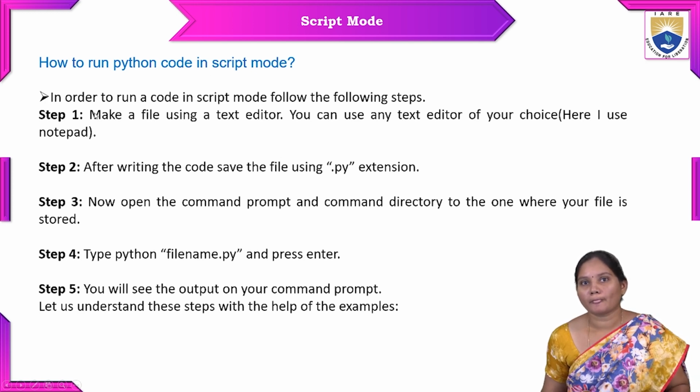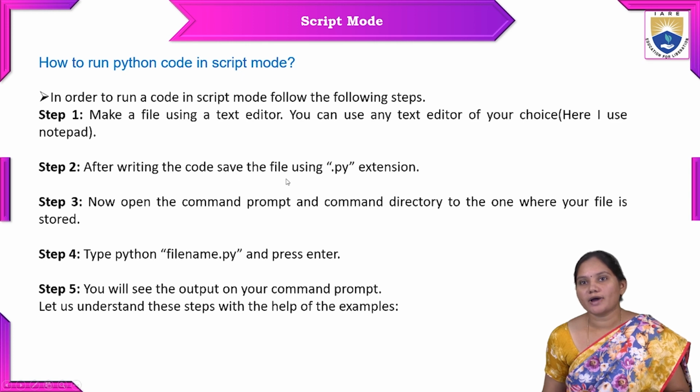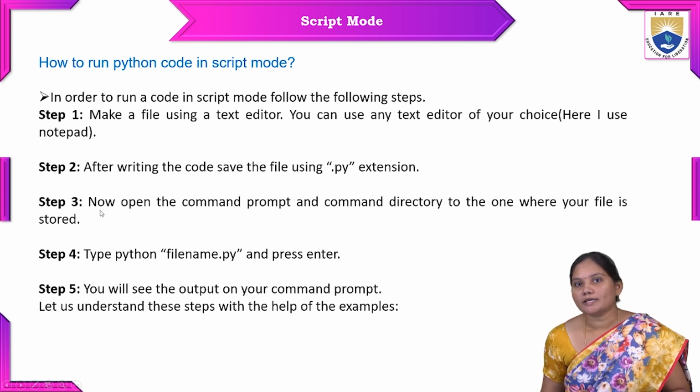Here, these are the steps to write the code. First, we have to take one text editor or notepad file. We can write the code using this file. And after writing the code, we can save the file using this format: filename.py, that means py is the extension of Python programming. And finally, we can save the file using this extension.